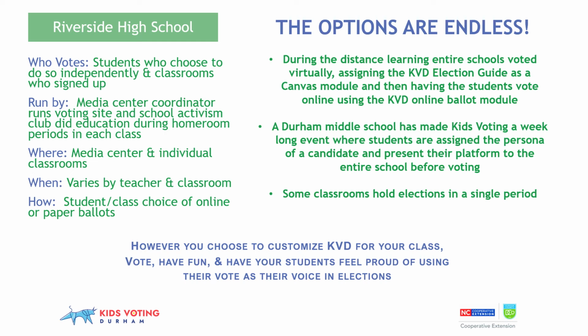During distance learning, entire schools voted virtually and used the Canvas modules that we provide for the KVD election guide and the ballot to assign voting to students. There's a Durham middle school in the past that has made a Kids Voting week during elections, and each student is assigned a candidate persona, and they actually present their platforms to the whole school to help educate them on how to vote. Other classrooms hold elections in a single period, where in the beginning of the period they give information about voting and about this election and then allow students to vote.